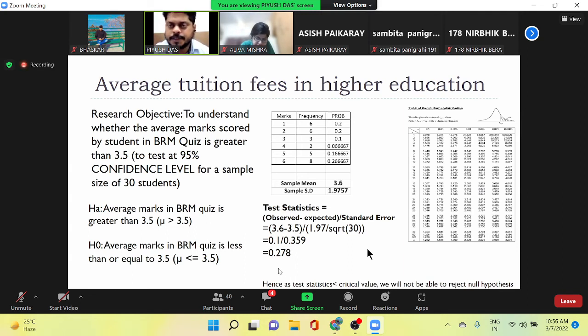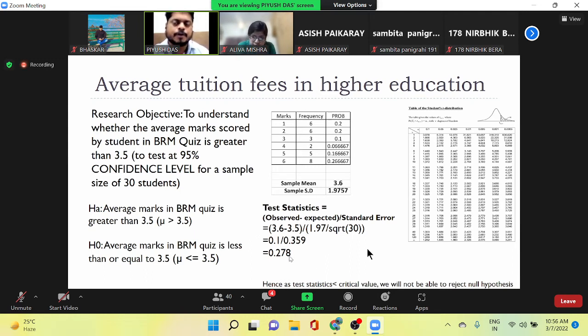So now the point is, remember what we discussed in the previous slide. If I believe my null hypothesis is true, there are two ways to do this hypothesis testing. I will try to find out the p-value, or the probability of getting this number 0.278. So that is one way.